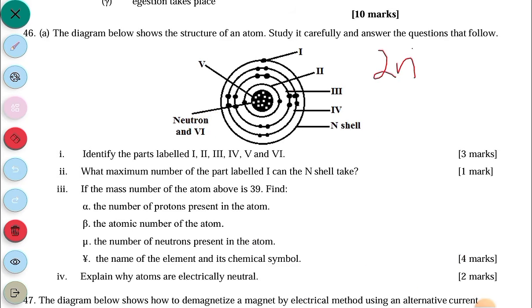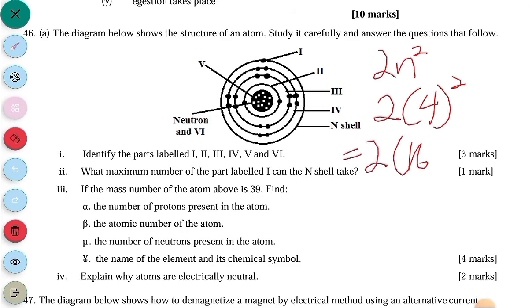So 2n squared. So 2 multiplied by 4 squared. So we are going to have 2 times 16. So 2 times 16 is what? 32. So the answer is 32. It's actually 32 electrons.